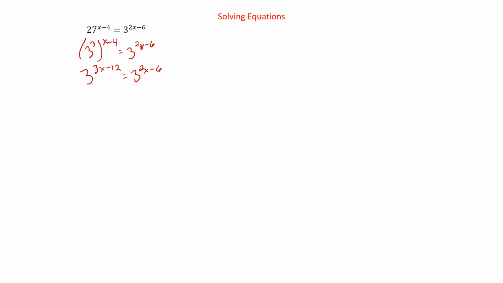Now, once again, we have 3 to a power equals 3 to a power, which means 3x minus 12 has to equal 2x minus 6. And now it's a linear equation. We can move the x's to one side. Let's subtract 2x, subtract 2x, move the numbers to the other side. So we can add 12, add 12. 3x minus 2x is just x equals negative 6 plus 12 is 6. So x equals 6.